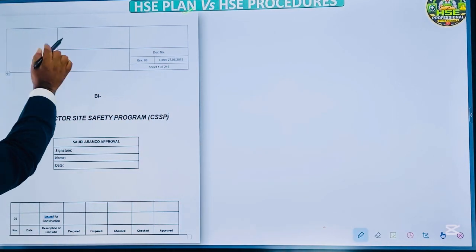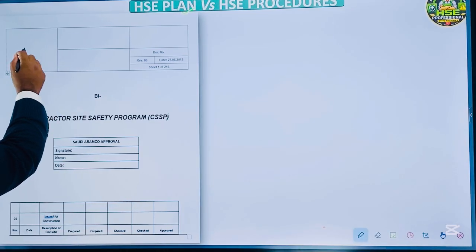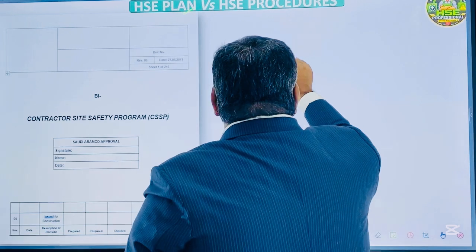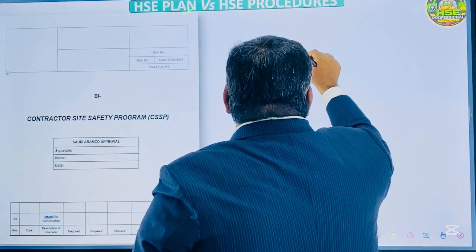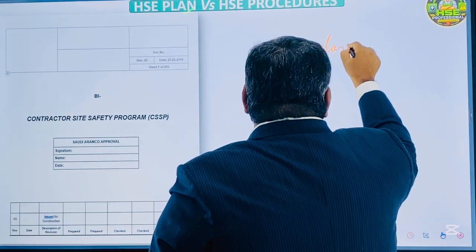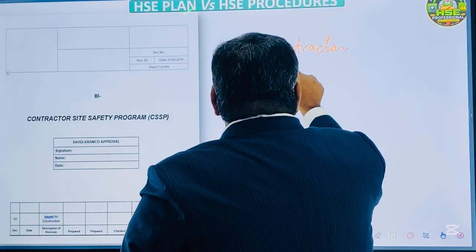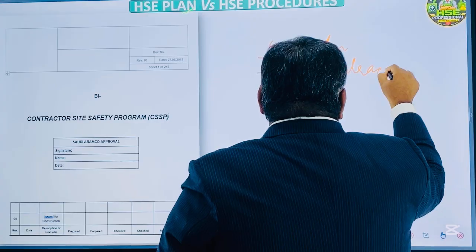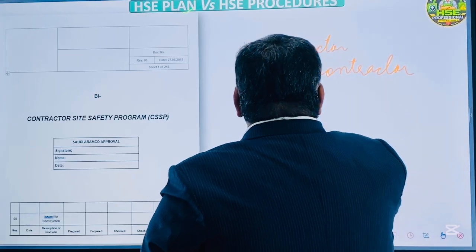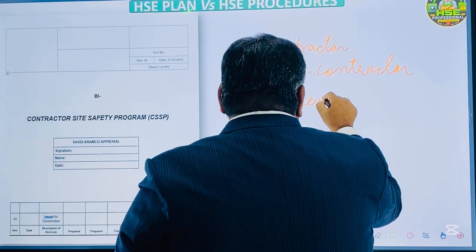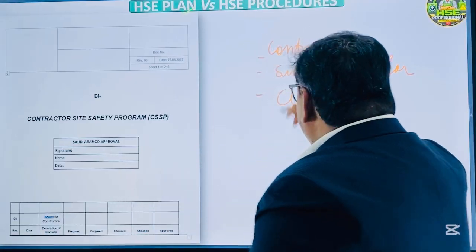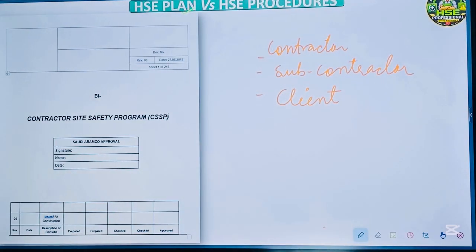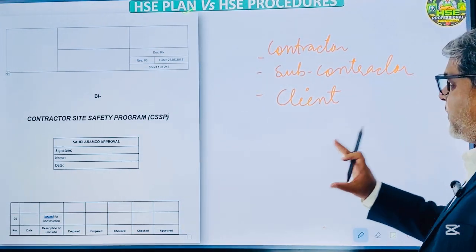Okay, so in this first column, we need to describe, suppose we have contractor, subcontractor, and client. We have three different stakeholders for this project.